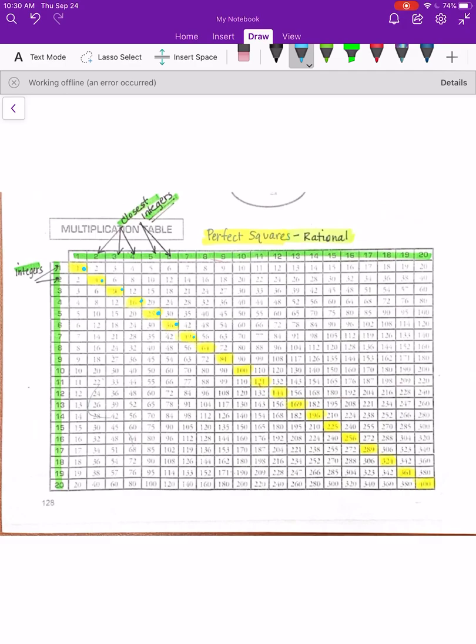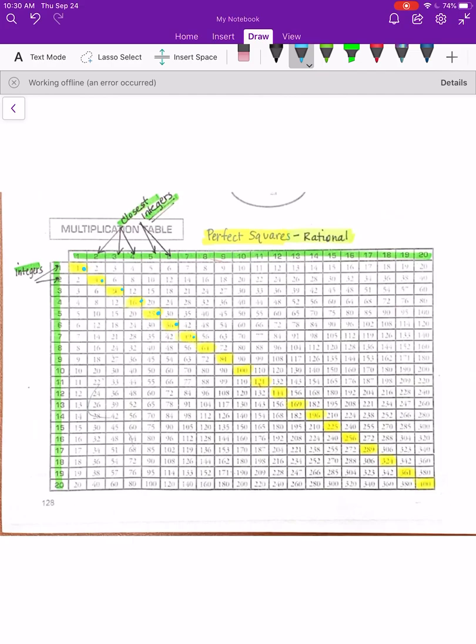So 1 times 1, which is 1, 2 times 2, which is 4, 3 times 3, which is 9, 4 times 4, which is 16. And of course, it makes this beautiful diagonal. The table keeps going all the way up to 20. We stopped at 15, but you get the idea. So pause your video, find a highlighter, and highlight your multiplication table in your agenda book. It's going to help you in the long run.